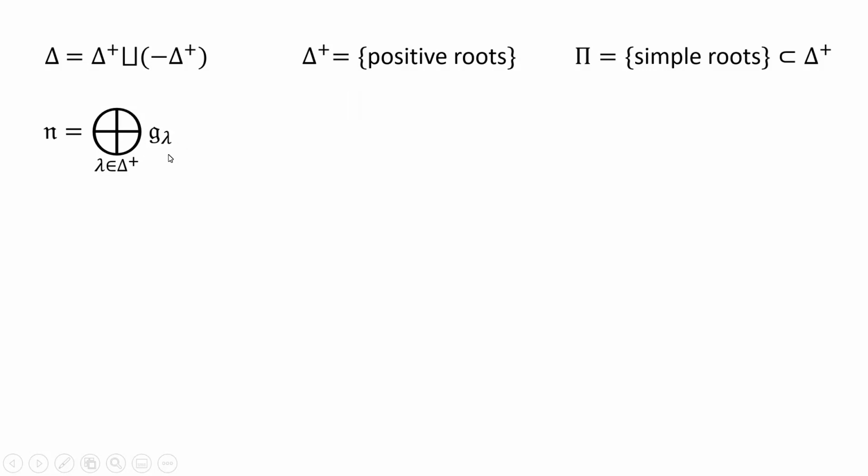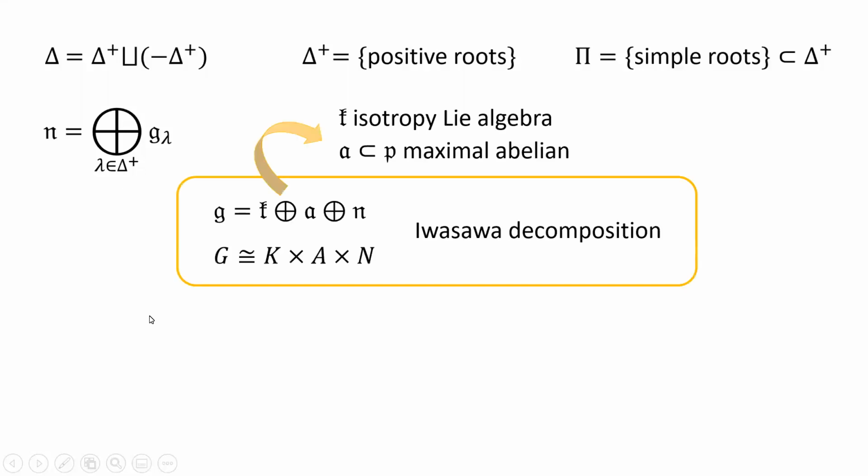Okay, so we add all the root spaces corresponding to positive roots. So we have here the Lie algebra K, the isotropy Lie algebra, A, which was an abelian subspace in P, and this N. And this gives us the Iwasawa decomposition of G. It's a vector direct sum, so these are not ideals. And at the Lie group level, G is diffeomorphic to the product of K and the connected subgroups with Lie algebras A and N.